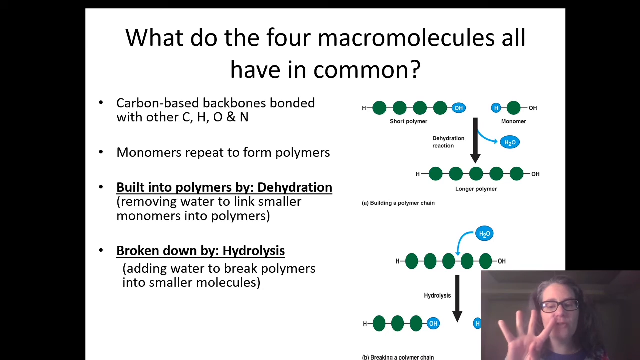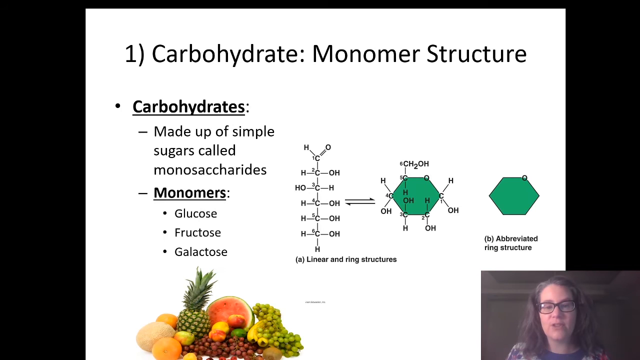Now I want to go through all four macromolecules and share with you their monomer structure, the polymer structure, and a function for each of those macromolecules. We're going to start with carbohydrates, and on your study sheets there's actually a table that you can fill out with each of these pieces: monomers, polymers, and function. And I want you to know those particular pieces for each.